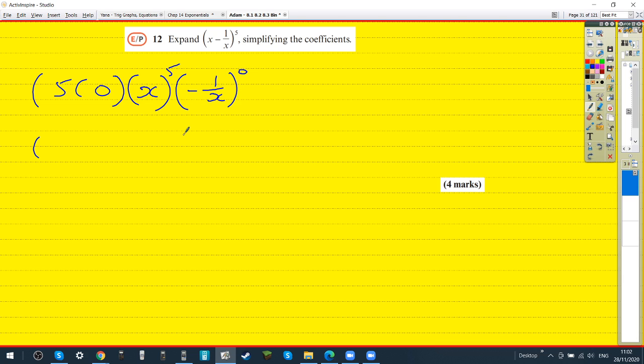So for the first part, 5 choose 0, and then brackets x to the power of 5, and then brackets x minus, no, it'll be minus 1 over x, to the power of 5. Oh, we're doing this one now. Okay.